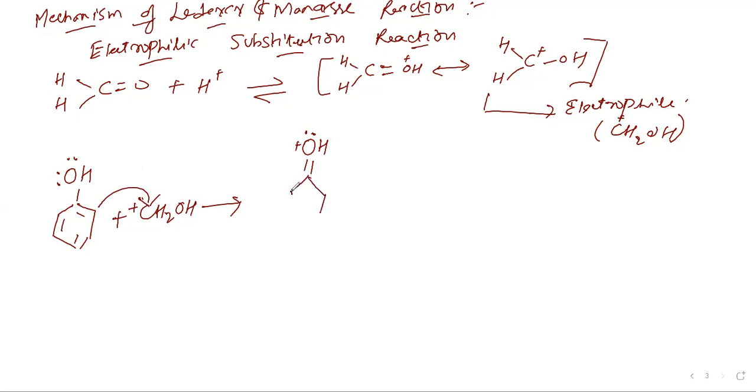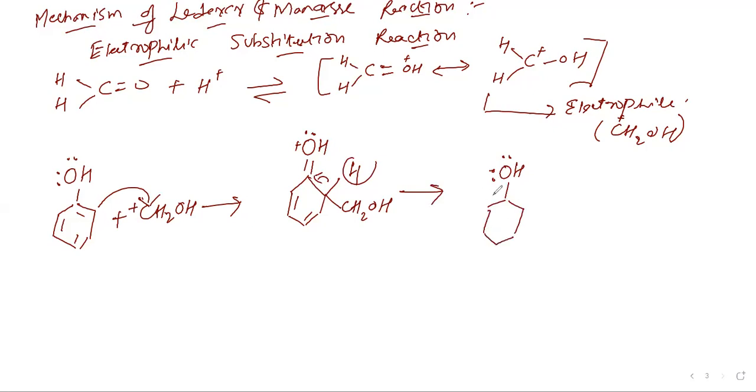Like this. Here, the aromaticity is lost, right? Because you don't have that localized delocalized electron system when this CH2OH attacked here. So now this will get removed, right? It will regain its aromaticity. When you have aromaticity, that means the compound is more stable.